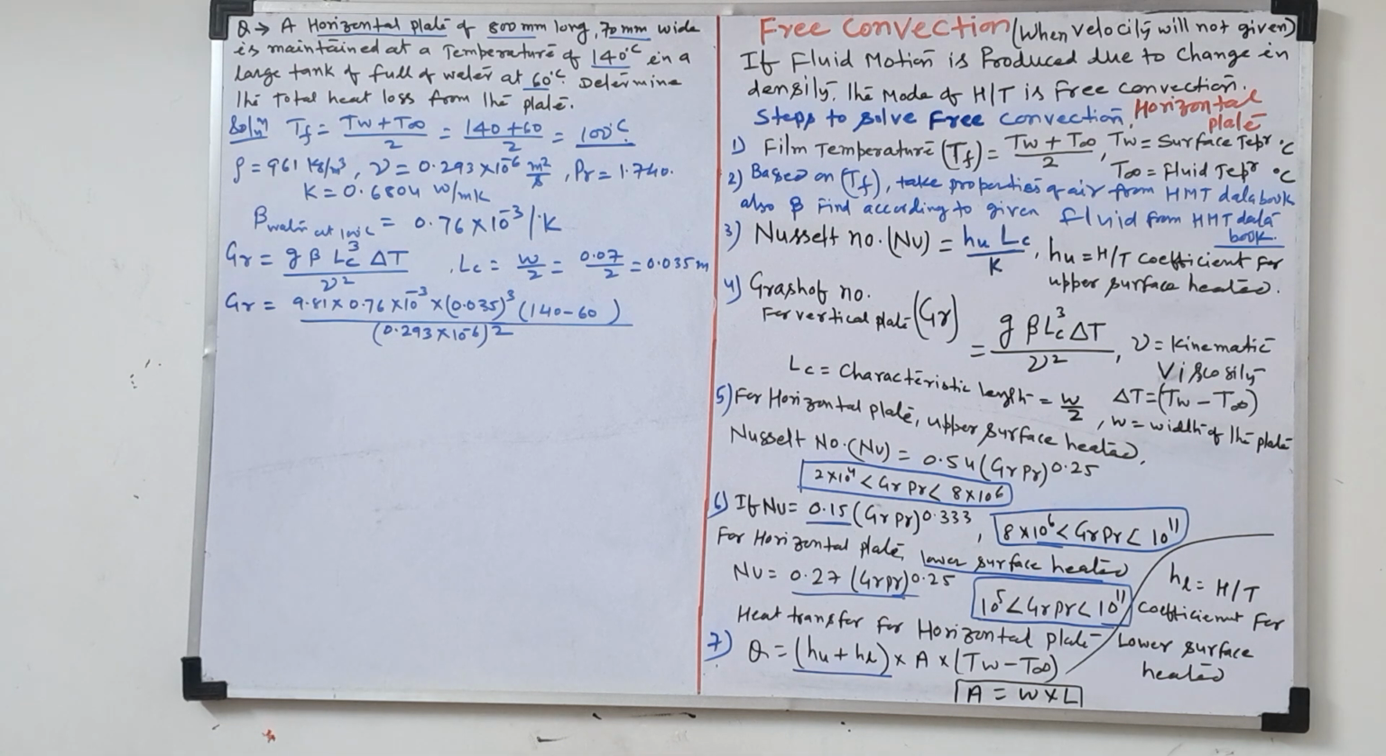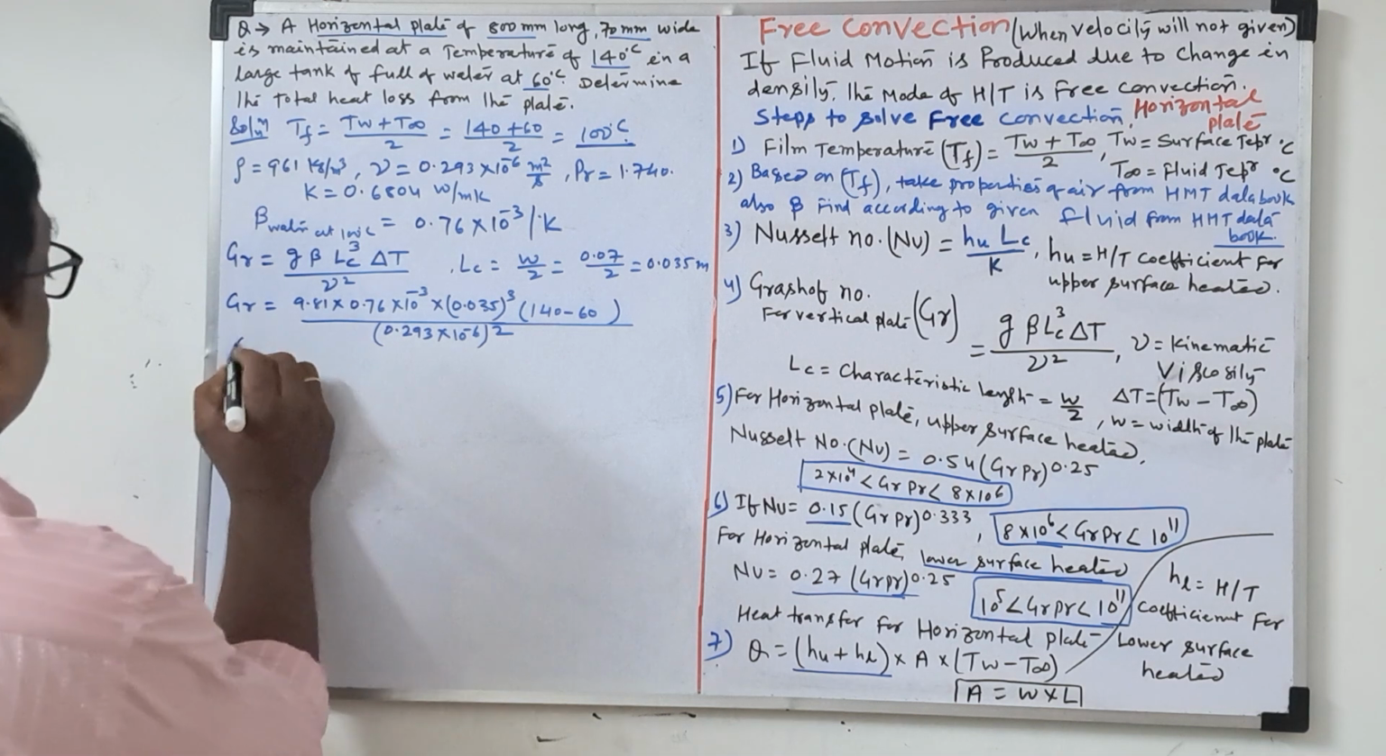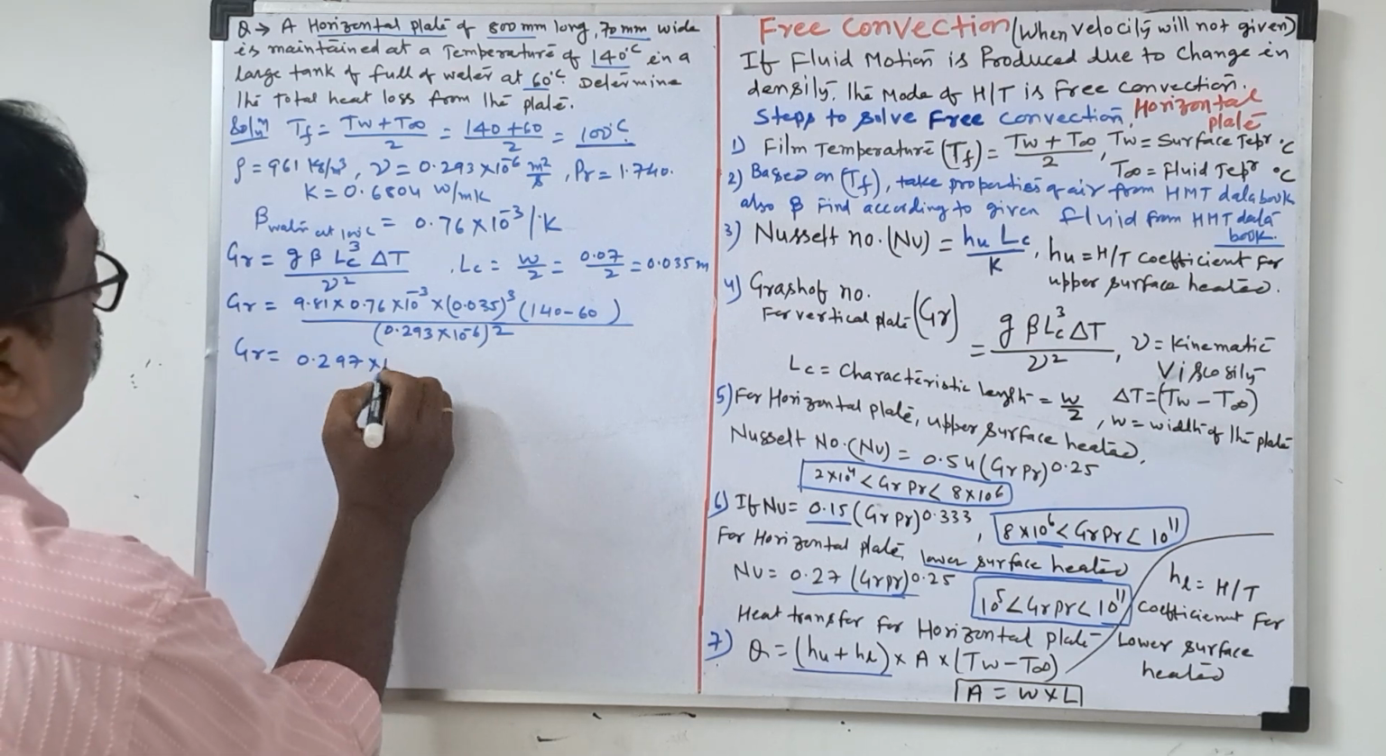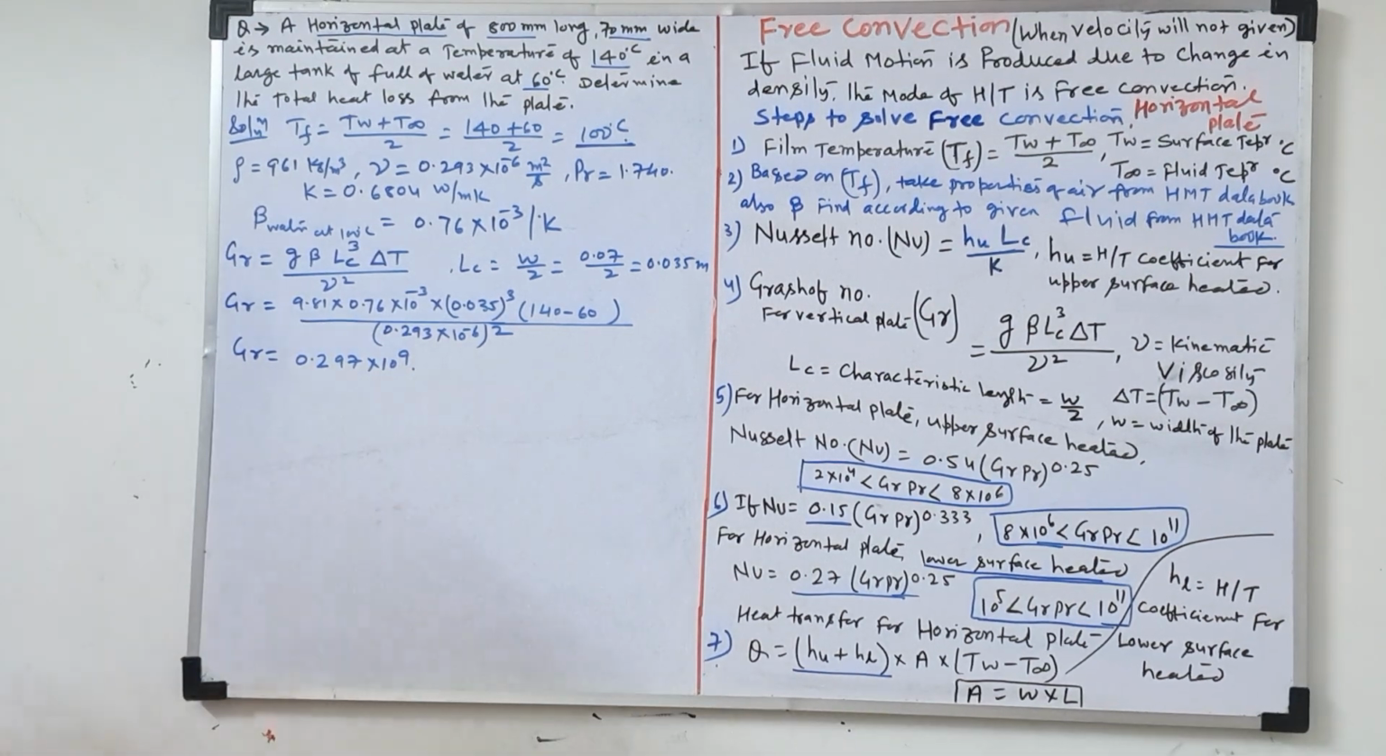9.81 is the g value, the beta value from the table I have taken, then the characteristic length, then 140, 60, then 0.293. This value comes out: the Grashof number is 0.297 into 10 power 9.